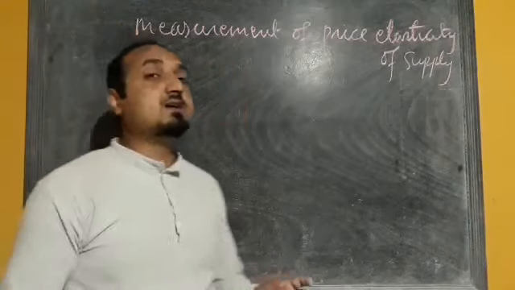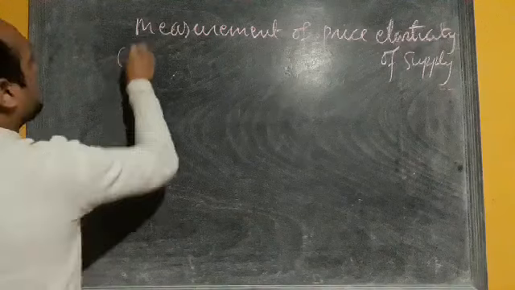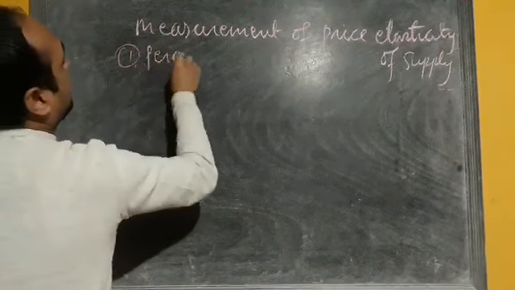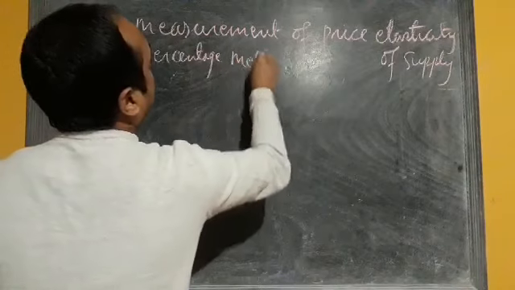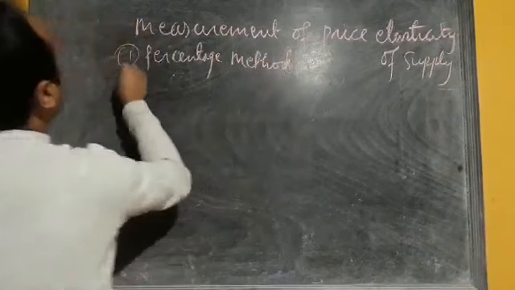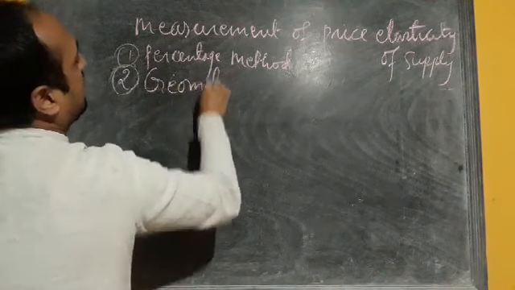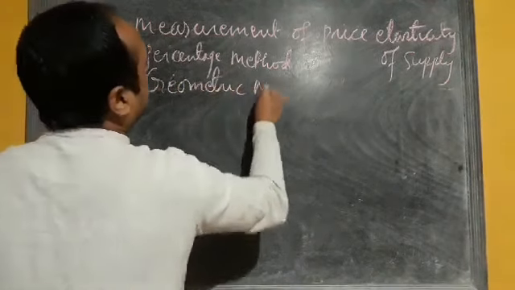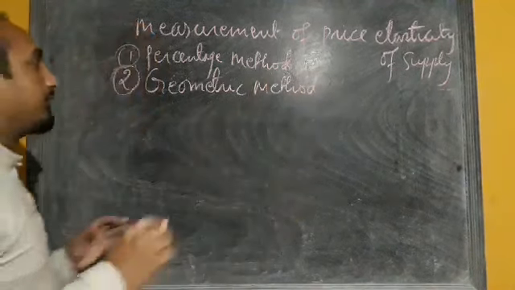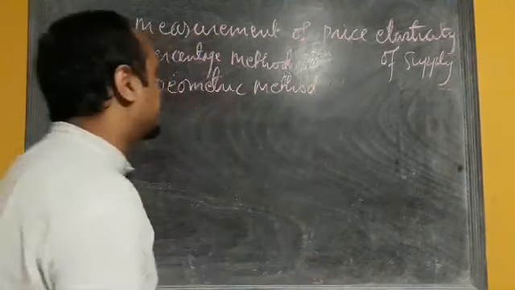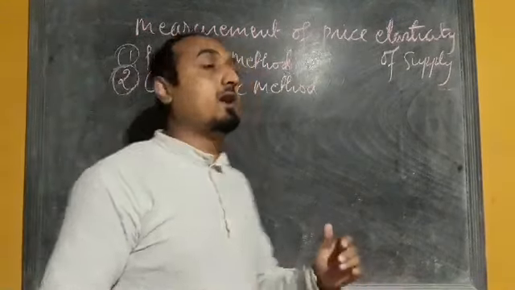Price elasticity of supply can be measured by two methods. Number one, we have the percentage method, and number two, we have the geometric method. First we'll discuss the percentage method, how to use this formula as well as how to derive this formula.